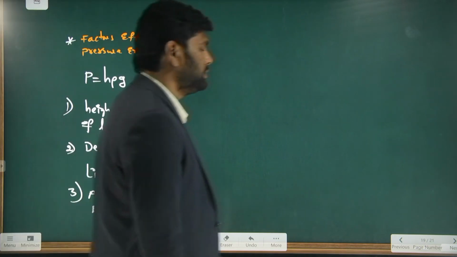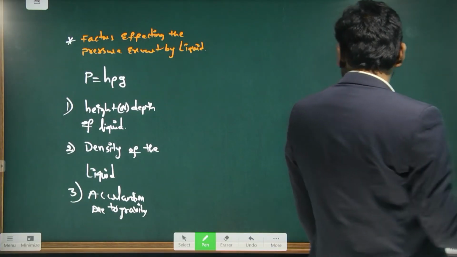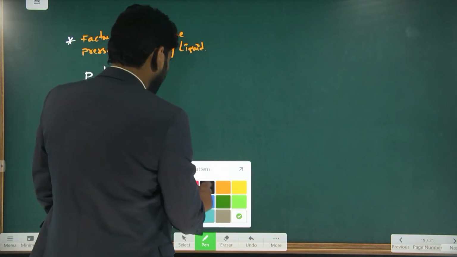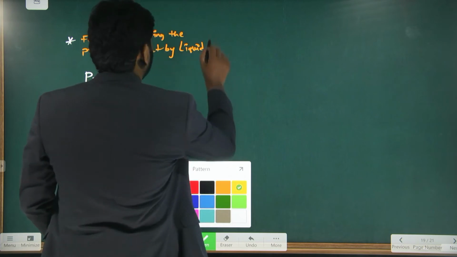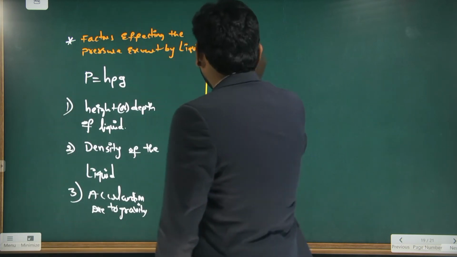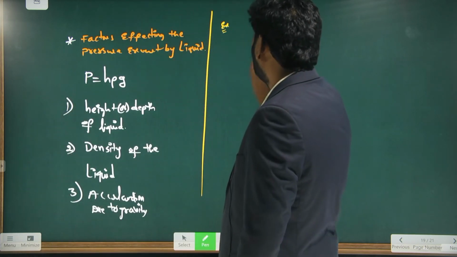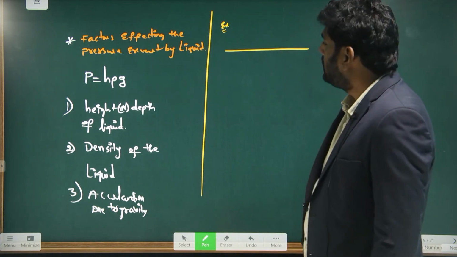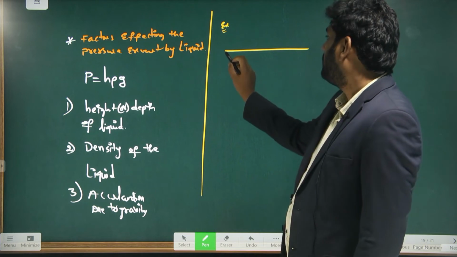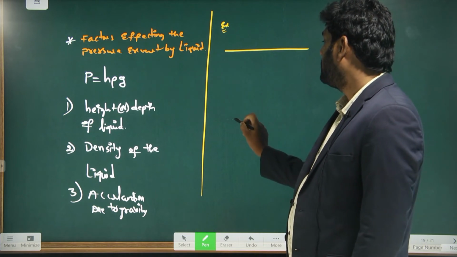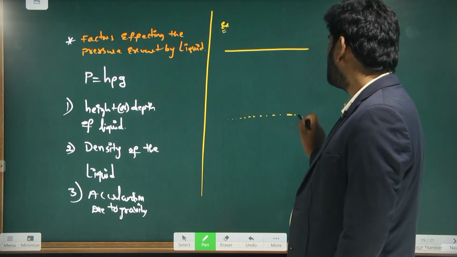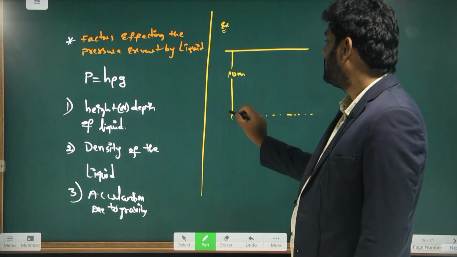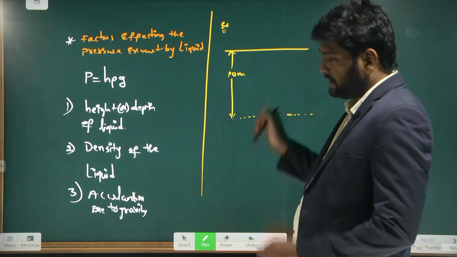Completed? Now we'll do some example questions. First question. We have a lake or pond. The depth of the pond is 10 meters. Depth of the pond is 10 meters.